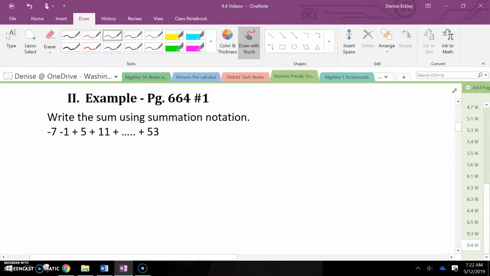Page 664, number 1. We are asked to write the sum using summation notation. So in order to write the sum, we have to have a pattern, or the expression that tells us how we get from one term to the next. So what you are to notice is that every time we're adding 6. So that makes it an arithmetic sequence.